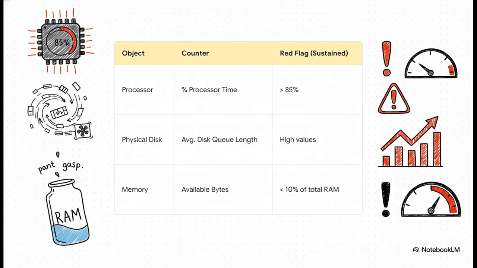If your processor time is hanging out above 85% for a while, your CPU is basically sprinting a marathon and can't keep up. And if your available memory drops below 10%, your system is practically drowning in tasks. These hard numbers are what turn that vague feeling of "it's slow" into a concrete problem you can actually solve.